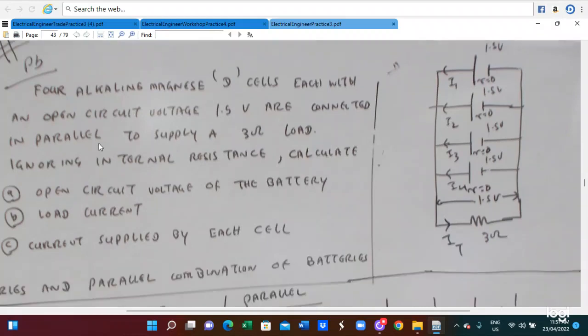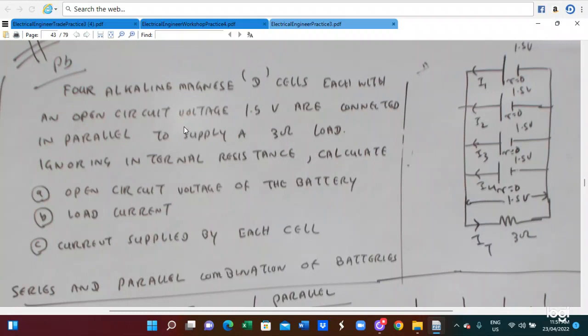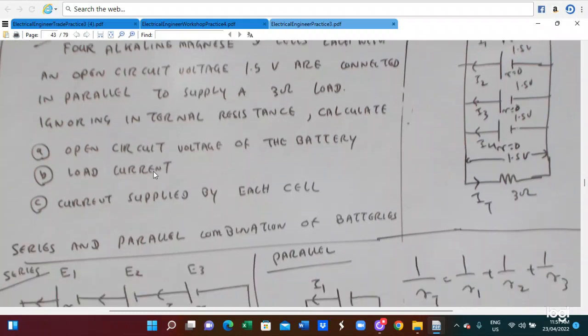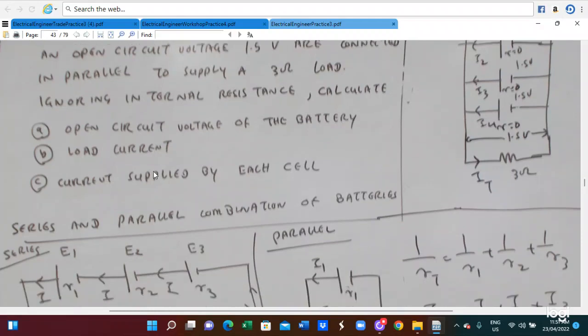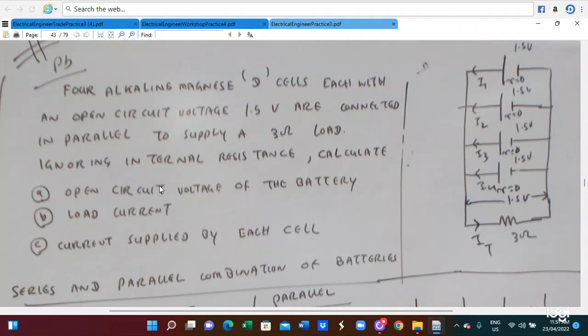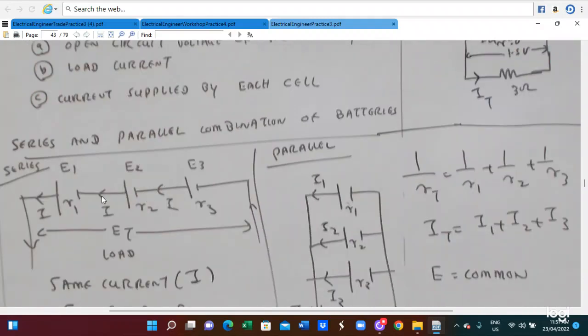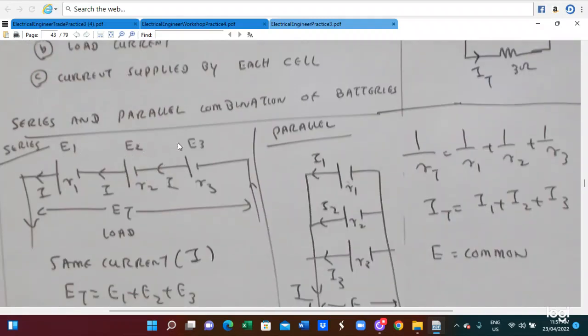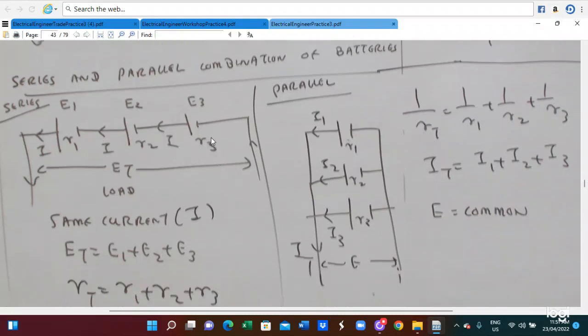In this problem, we need to calculate for four alkaline magnesium D cells, each with an open circuit voltage of 1.5 volts, connected in parallel to supply a 3-ohm load. Ignoring the internal resistance, we need to calculate the open circuit voltage, the battery load current, and the current supplied by each cell. In a series connection, all the cell voltages E1, E2, E3 can be added together, and the internal resistances can be added together, but the current is the same.